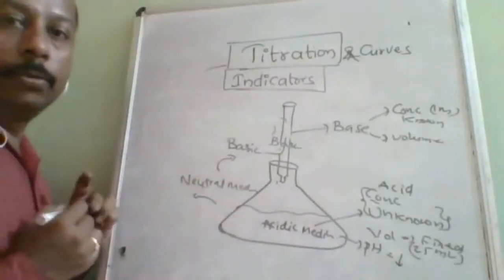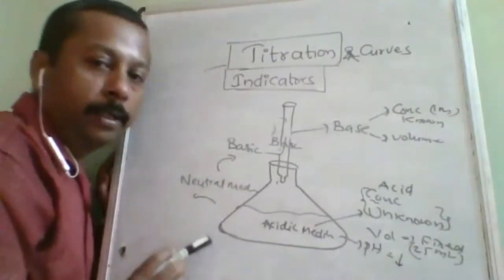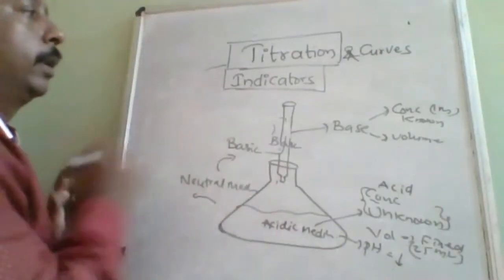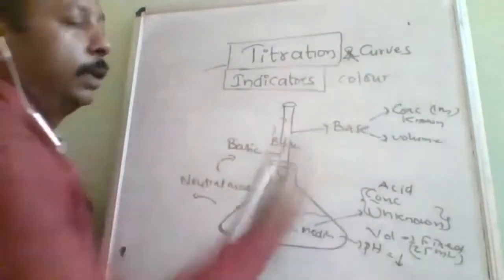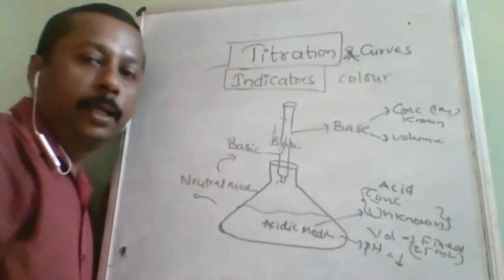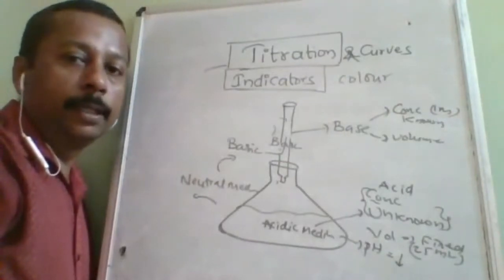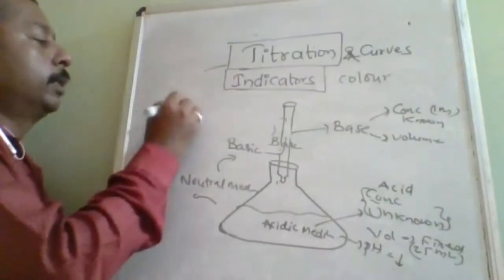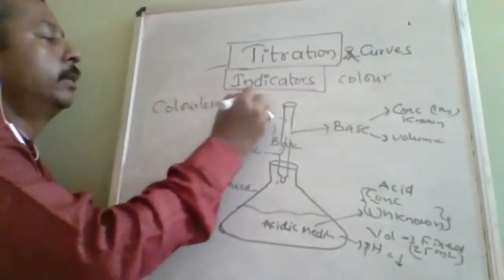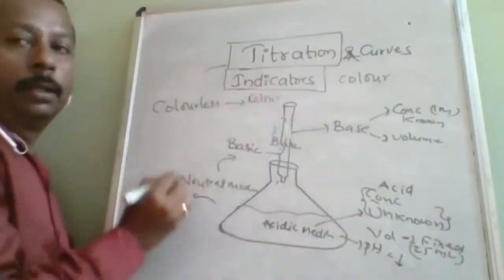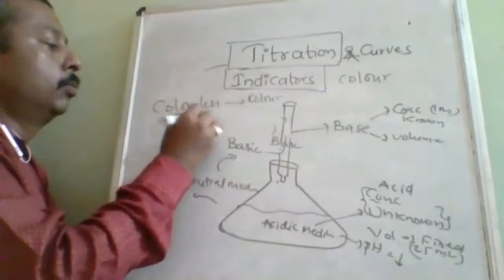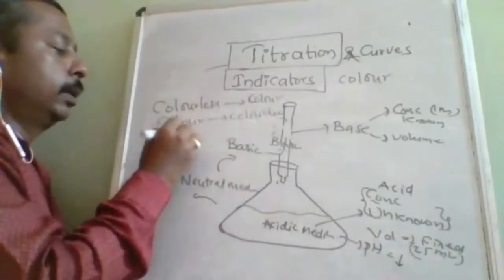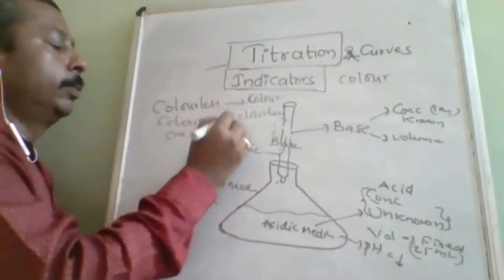What will the indicator tell you? It will tell you when to stop adding base. How? There is no language for it. For that, the language is color. So the indicator will intimate you by changing its color. It does not mean that it is always color only. If it changes from colorless to color, that is okay. If it changes from color to colorless, also okay. Or from one color to another color, also okay. So there are three options with the indicator.